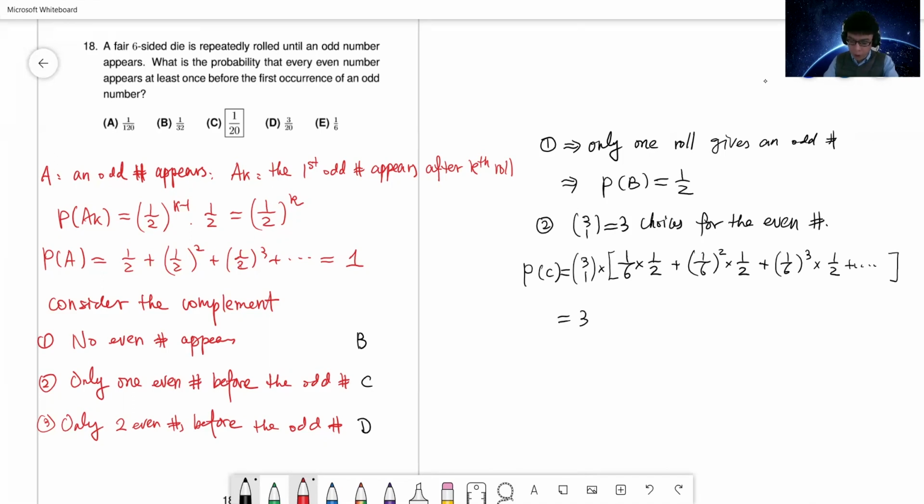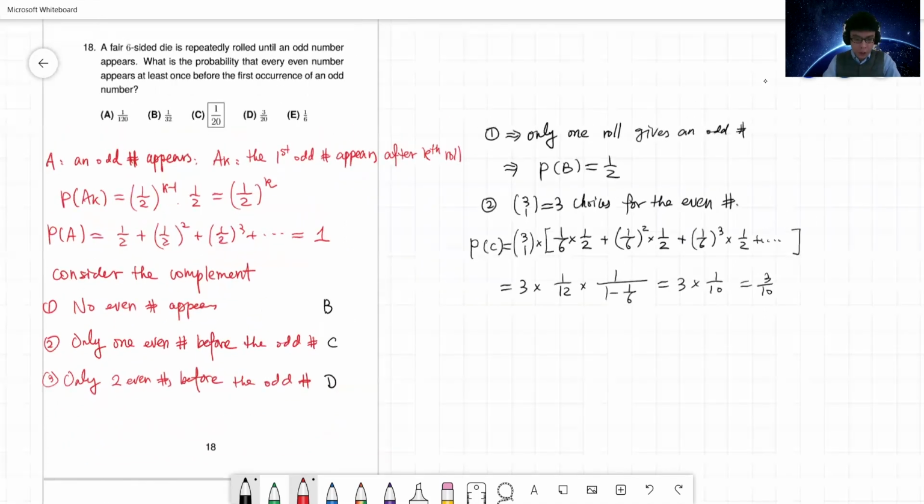This gives 3 times the bracket, and the bracket gives a geometric sequence. The summation equals the first term times 1 over 1 minus the common ratio. The common ratio is 1/6. This is 3 times 1/10, which is 3 over 10. The probability of having exactly one even number before the first odd number is 3 over 10.